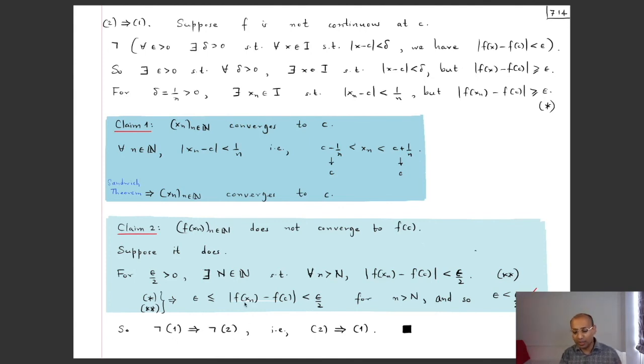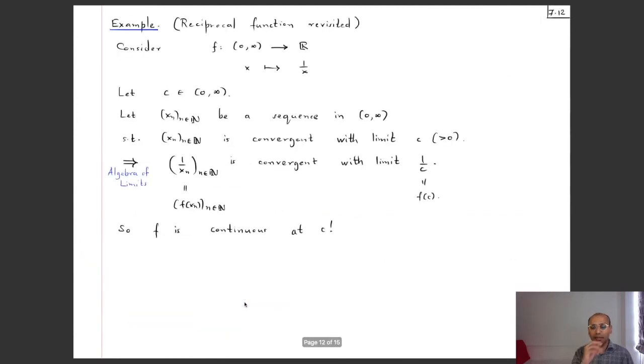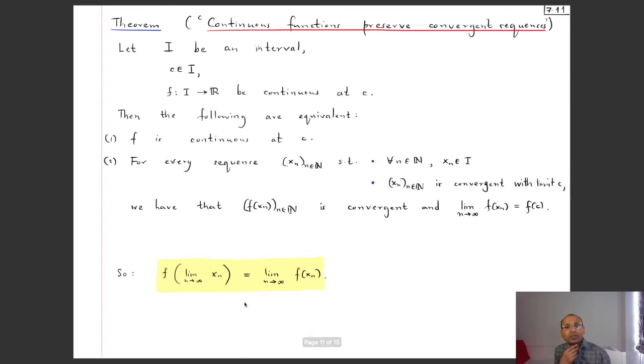Okay, so this completes the proof of this theorem, and next time we will see some more theoretical applications of this one. And this is a very useful theorem because it allows you to check continuity via sequences, via convergence of sequences. Okay, so we'll stop here.